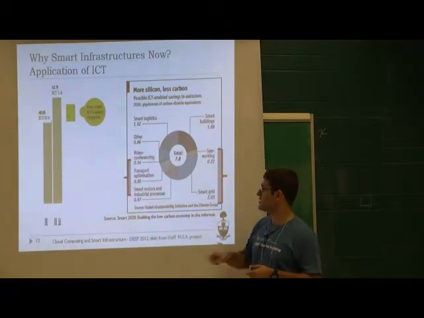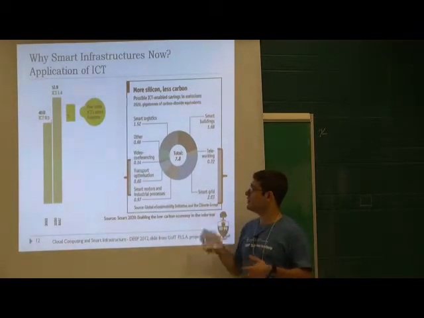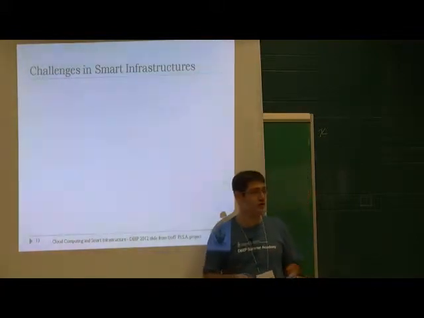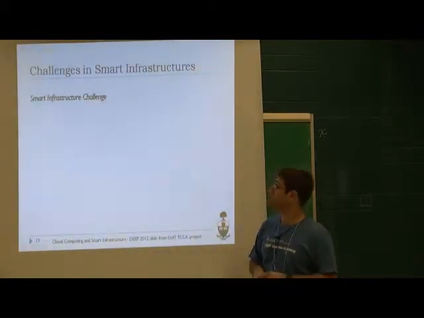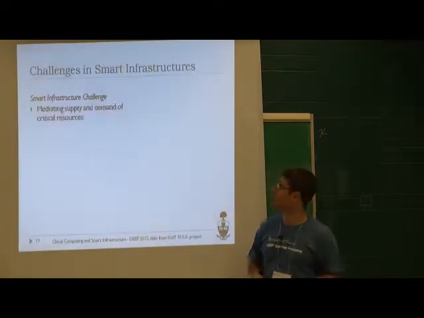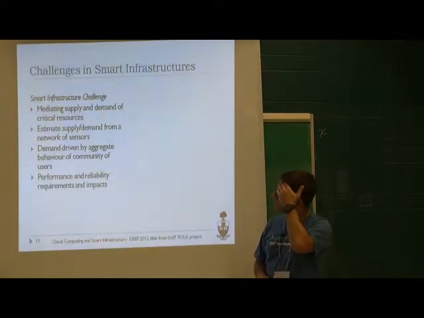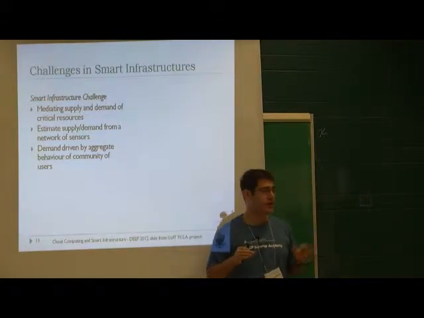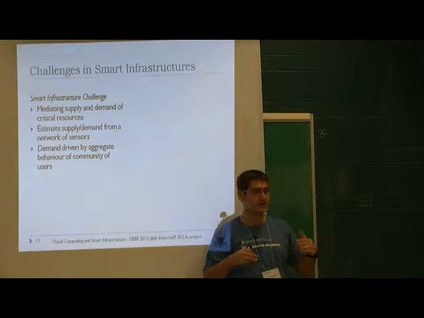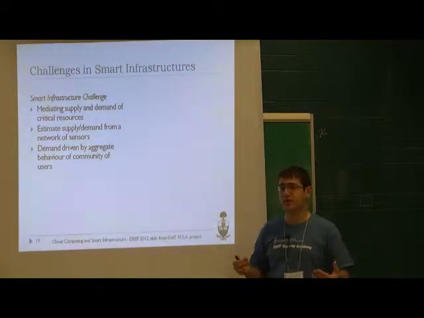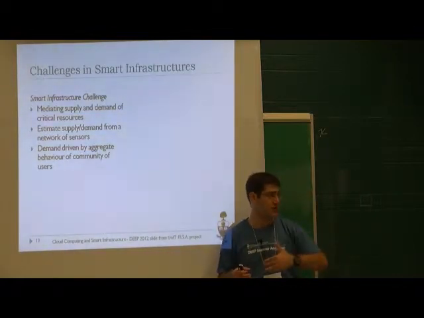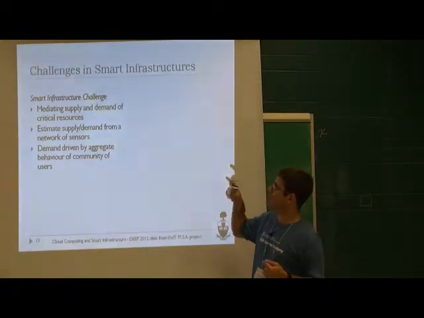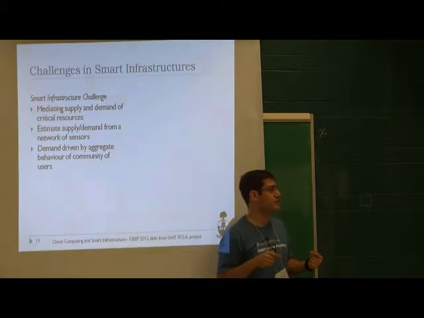Transport optimization, smart motors and industrial processes. So all of these things are ways in which we're trying to reduce the emissions with smarter infrastructure. So what are the issues that we have here? So we're trying to adjust the supply and the demand together. As we saw yesterday with cloud computing, that's one of the mechanisms, and you see it now with power grids. You're also trying to estimate the supply demand from a network of sensors.